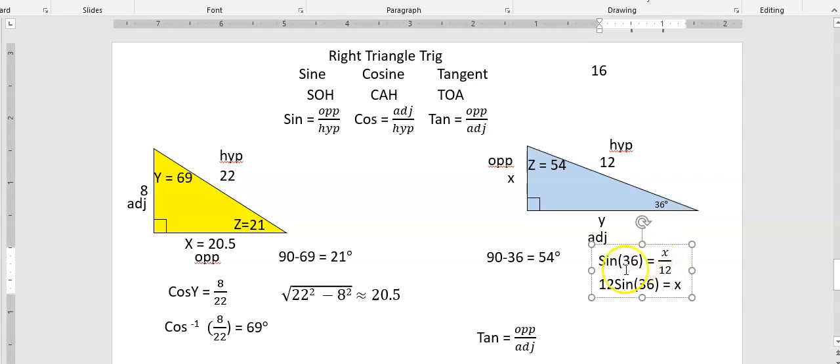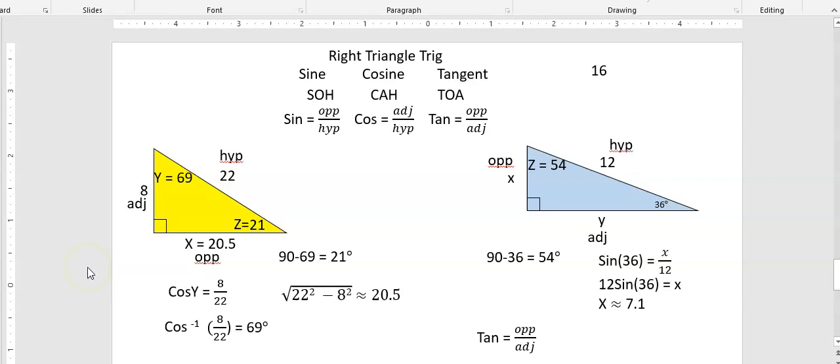So when I multiply, if I think about multiplying something times the x, this sine of 36 could be over 1. And so 1 times x stays x. But over here, I need to type in now 12 sine 36. So stop the video and go type that in. So you got a 7.1 for your answer.